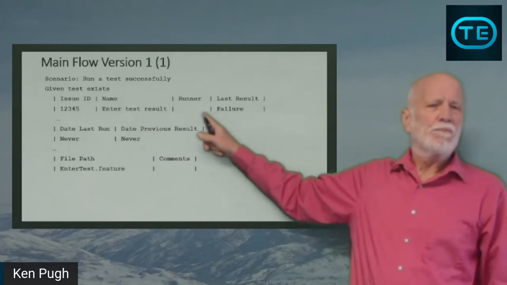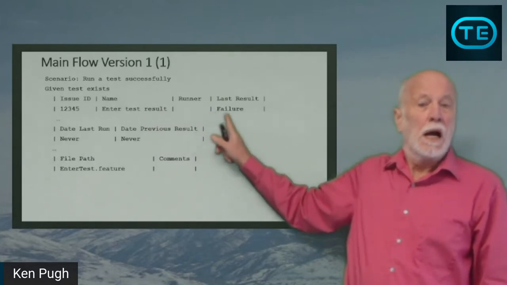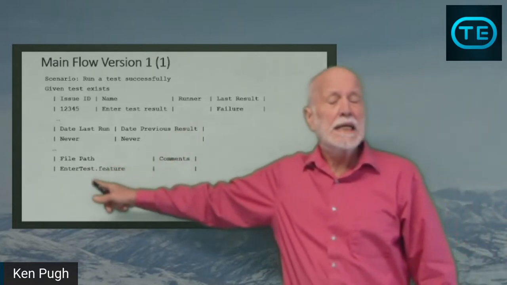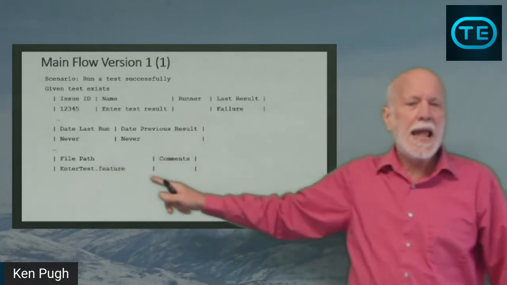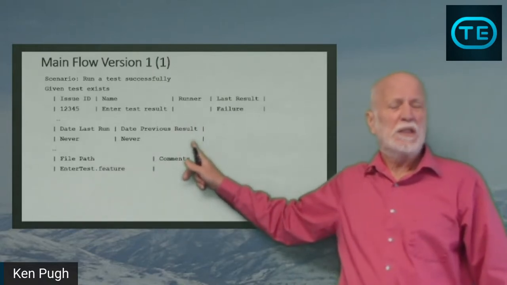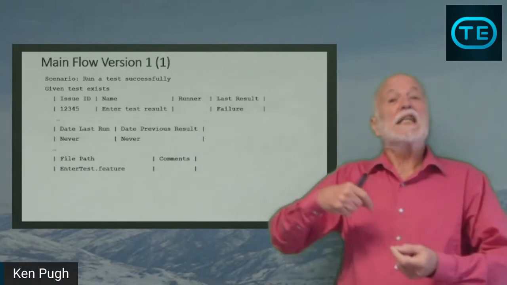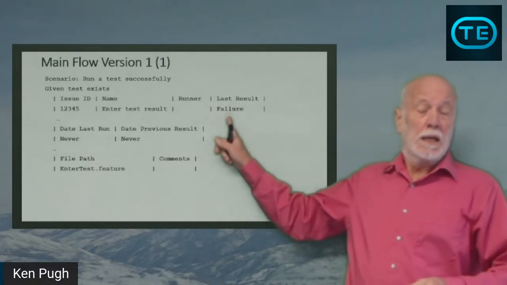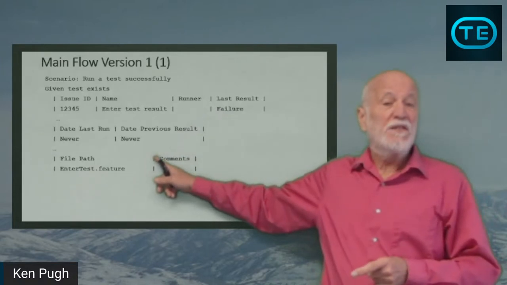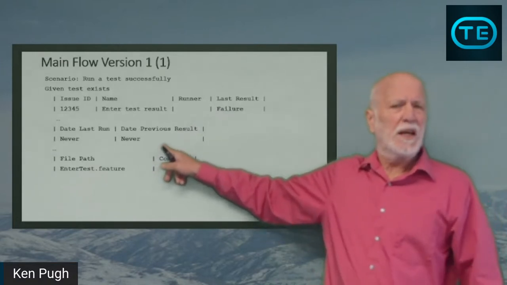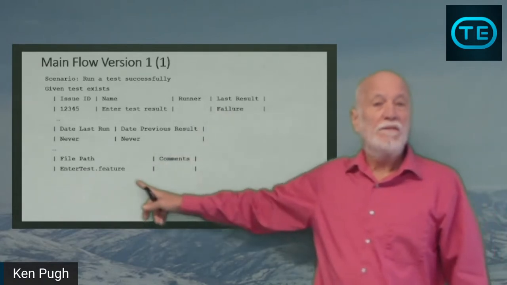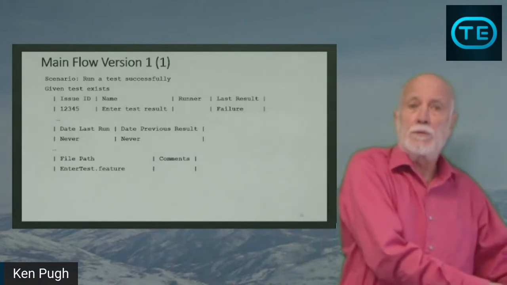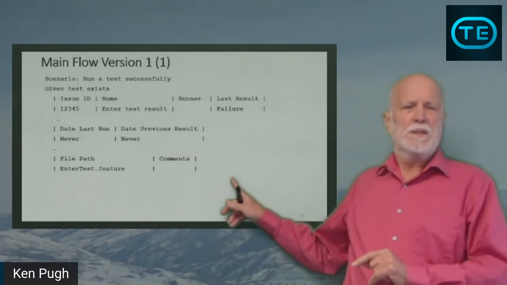We have a runner, the person who runs the test. The last result of the test, the date that it was last run, and here's the date of the previous result, which means when was it that it actually ran the last time it ran the other way? So if we had a success on some date, but we had a previous failure, we would put the date of that previous failure. And then we've got a file path, which is actually the file that contains the test script, and then a place for our comments.